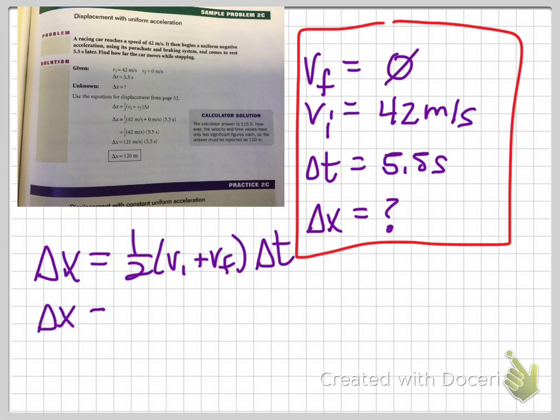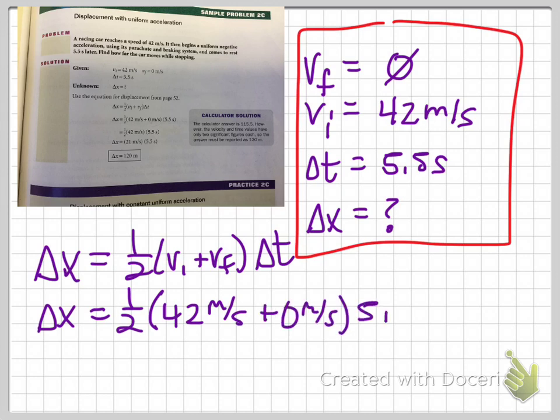And this one's very straightforward. 1/2 times (42 meters per second plus 0 meters per second) times 5.5 seconds. Let's do a quick bit of dimensional analysis. Meters per second plus meters per second equals meters per second times seconds. Hey, that ends us up in meters. That's good because that's where we would like to be. Okay, we get a raw answer of 115.5. Did I just put seconds there?